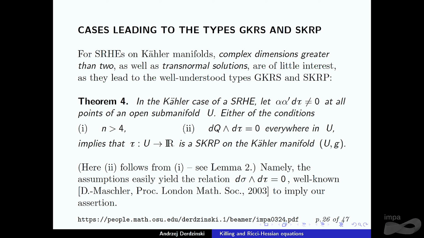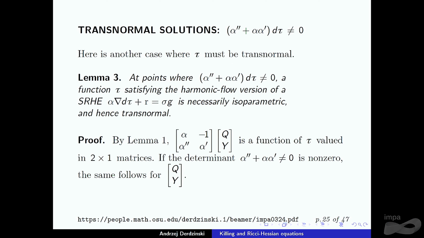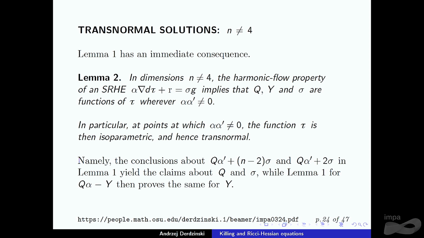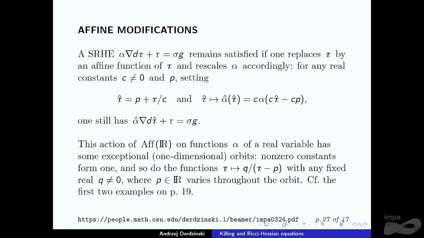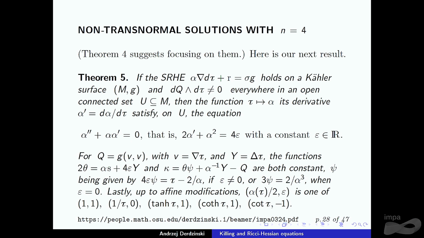So therefore, we exclude the dimensions different from 4, and we don't want transnormality, and because we don't want transnormality, that means we want alpha double prime plus alpha alpha prime equal to 0, and we also want the real dimension to be equal to 4. So this is where we are now. We are looking at this situation where I'm assuming that we have this special Ricci-Hessian equation holding on a Kähler surface.